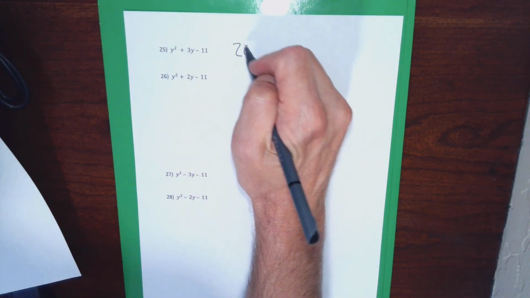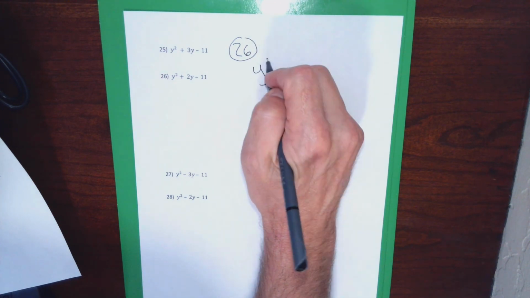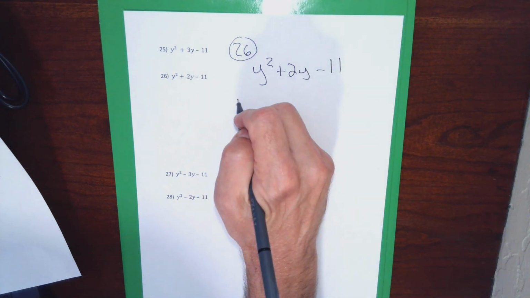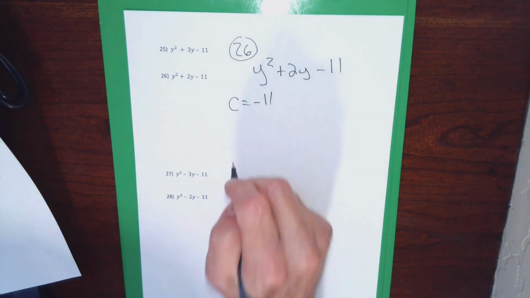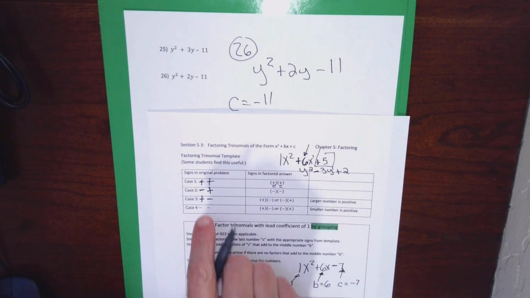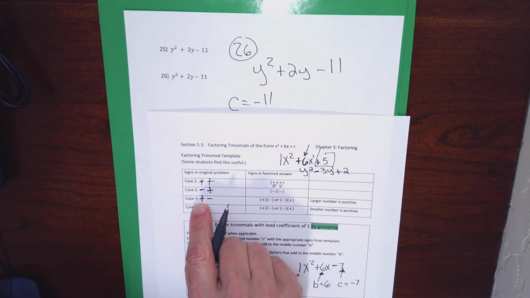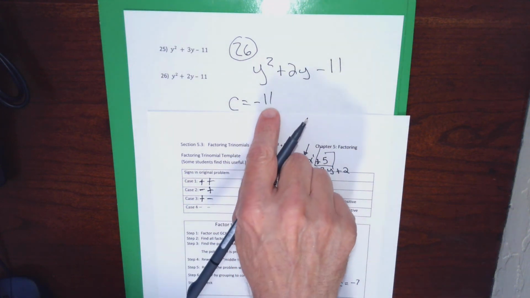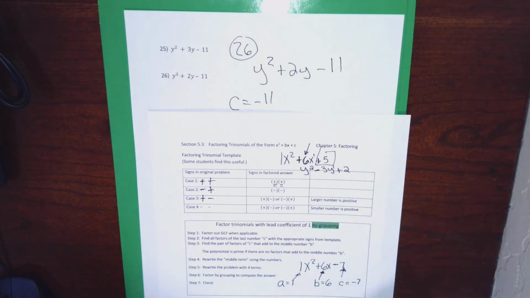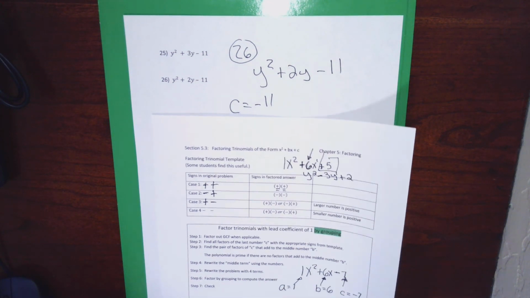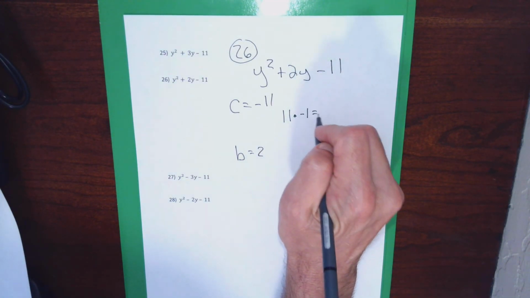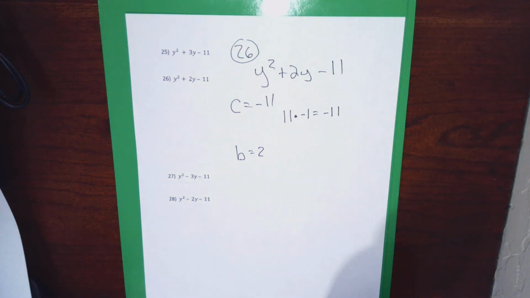I'll work with 26. I'm going to attempt to factor y squared plus 2y minus 11. The c is minus 11. The b is 2. My template tells me, since the original problem has a plus sign followed by a minus sign, that for the factors of c I need 1 plus and 1 minus, larger number positive. I'm not going to have a heck of a lot of choices because 11 is a prime number. So my choices for the c, larger number positive, smaller number negative, are 11 and negative 1. Those multiply out to be negative 11.